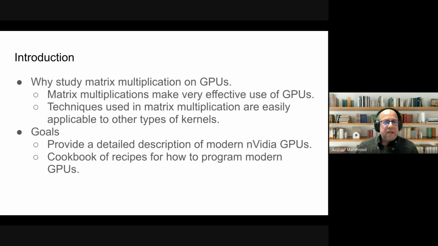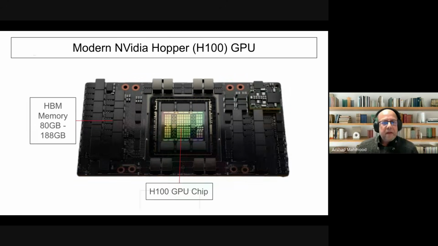So if we begin, why study matrix multiplication? Well, matrix multiplication is really suited to modern GPUs. It's highly parallel. There are lots of different ways to do it, as we'll see. And it's a marriage made in heaven. So as I say, my aim is to provide you an idea of modern GPUs and some recipes of how you actually program them.